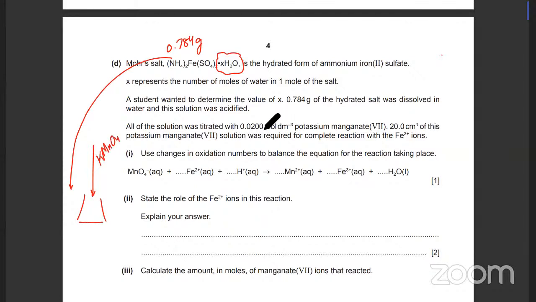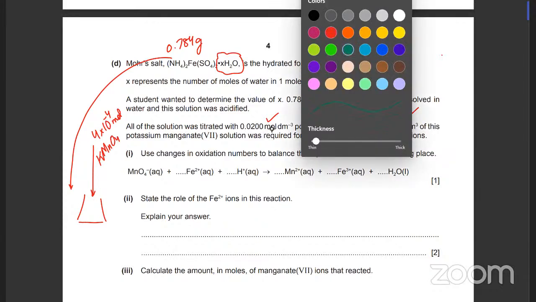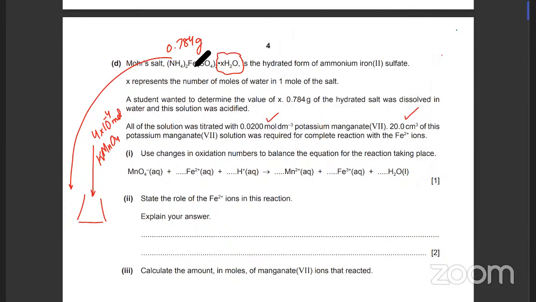You can figure out the moles of KMnO4 that were added. It's 0.02 mol per dm cubed in 20 cm cubed. So how many moles is this? 4 times 10 to the power minus 4 moles. Now this Mohr's salt has many different ions: iron ions, sulfate, and ammonium ions.